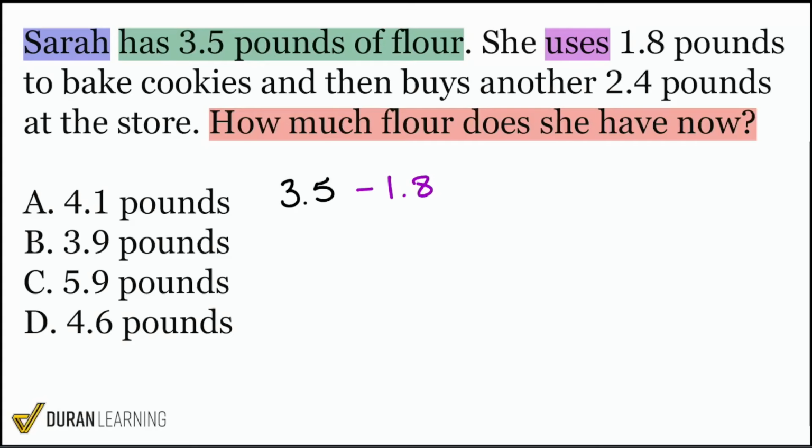And then from there, it reads, and then buys another 2.4 pounds at the store. Everyone, what can we say the word buys implies? Yeah, that means addition. That means we're gaining some more. By going to the store, we purchase it and we get more of it. So boom, there we are. So we can say that buying another 2.4 pounds is going to be just adding right over here. All right, so there we go. That's the math that we have to do.